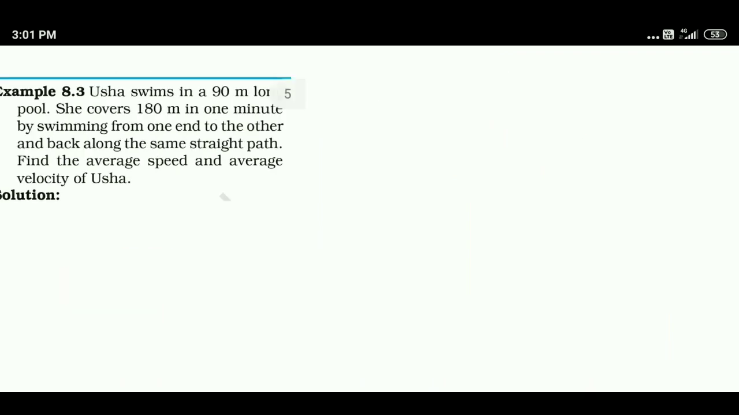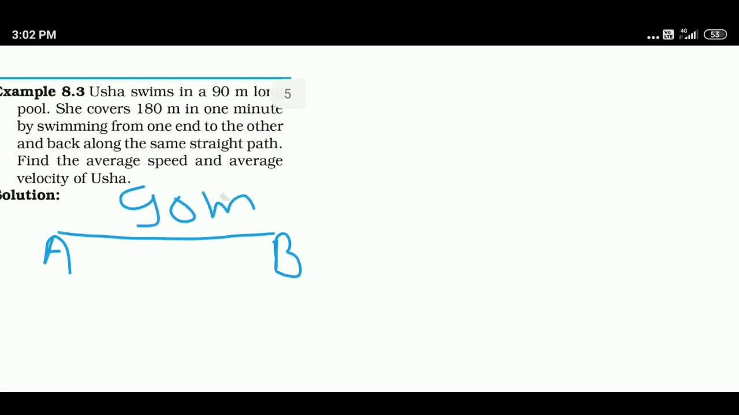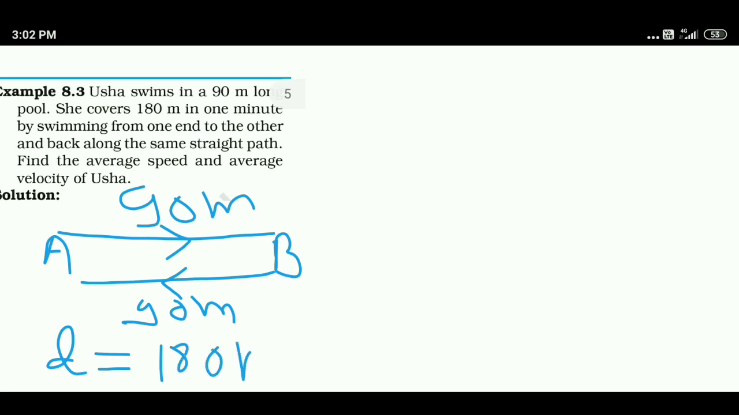Moving to our next question, 8.3. Usha swims in a 90 meter long pool. So here we will draw the pool. Points A and B show that the length of the pool is 90 meters. Now Usha covers 180 meters. So how does Usha cover 180? That means A to B for 90 meters. Again she is coming back, taking another 90 meters, so the total distance she covers is 180 meters.